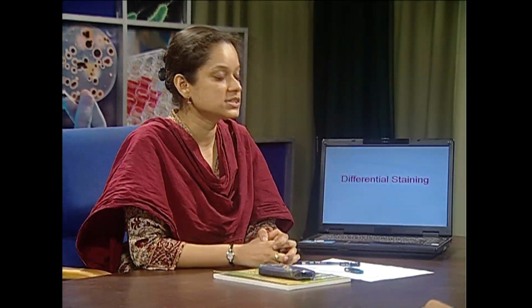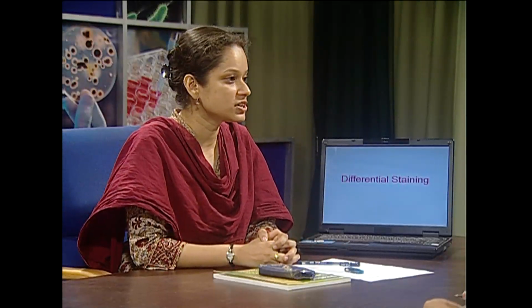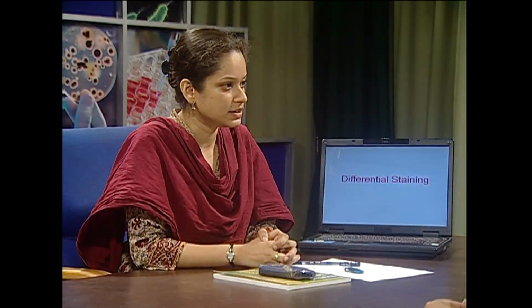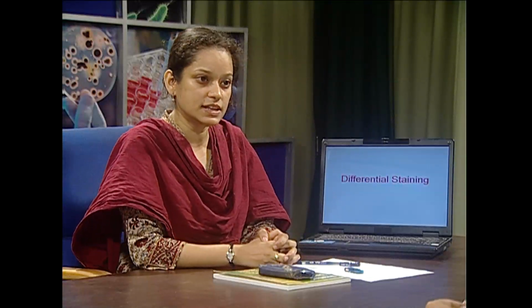The different stains which we use in differential staining are based on the chemical properties of the bacterial cell wall or the cell components. Now, in the case of differential staining, we generally use a first stain which is known as the primary stain. The primary stain generally imparts color to all bacterial cells. The primary stain can be removed by a decolorizing agent.